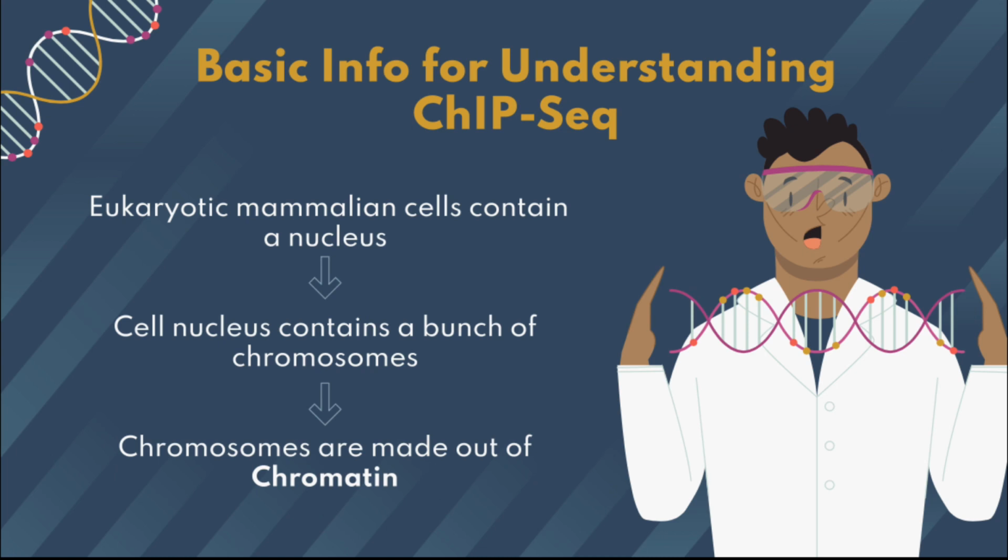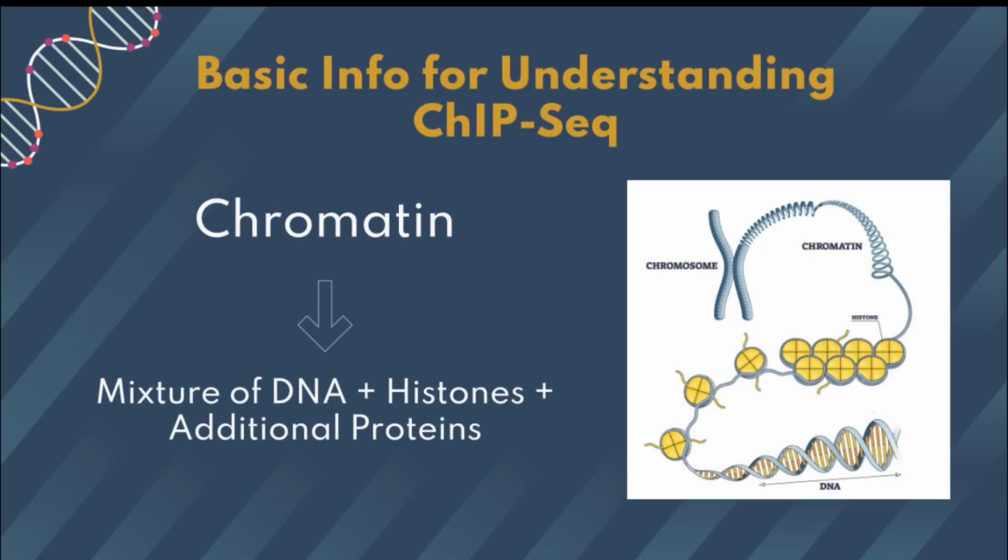Let's say we are looking at a bunch of mammalian cells, and within cells are nucleus, and within the nucleus is a bunch of chromosomes. Essentially, chromosomes are made out of what we call chromatin. Chromatin is made up of DNA, histones, which are a specific type of protein, and other proteins that aren't quite as important for understanding ChIP-seq. DNA wraps around the histone proteins to package DNA, and this packaging can regulate gene transcription. Depending on how they've been modified, histones can either activate or repress genes. So in summary, chromatin is essentially DNA wrapped around histones.